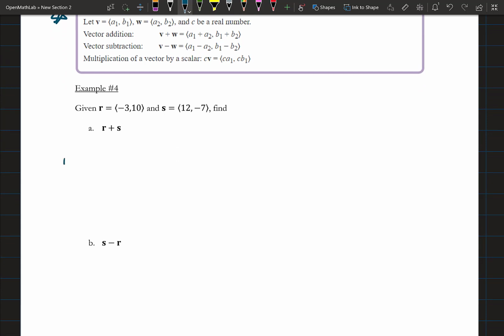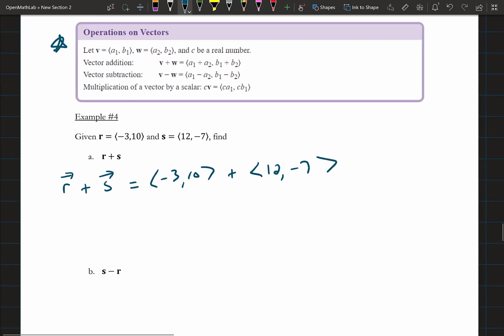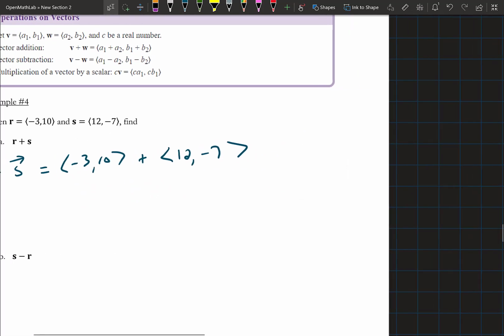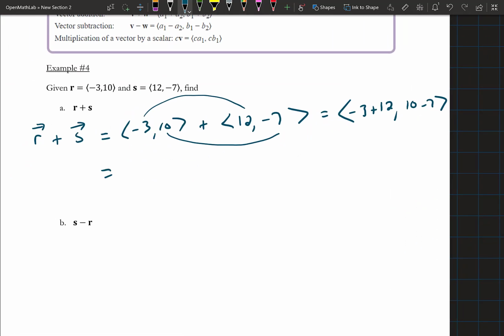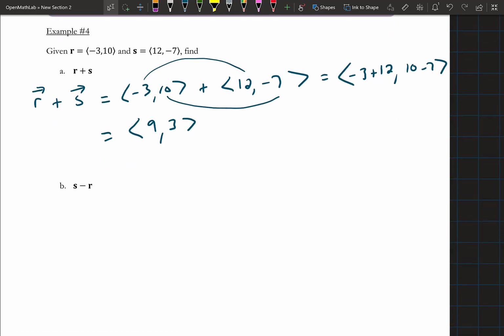So if I have vector r plus vector s, this would be equal to negative 3 comma 10 plus 12 comma negative 7. And using the operations of vectors above, remember what we're going to do is add their components together, right? So I take the x's and add those together, and then add the y's, to get that. And then I can simplify, and so the x component, negative 3 plus 12 is 9, and 10 minus 7 is 3. So the resultant of adding vector r and vector s together is 9 comma 3.